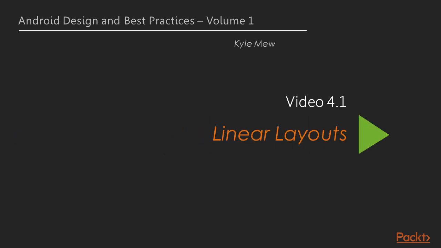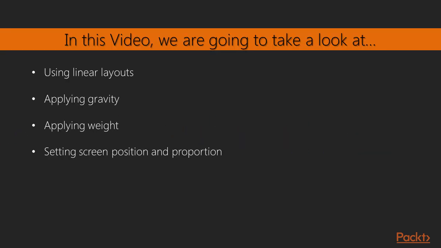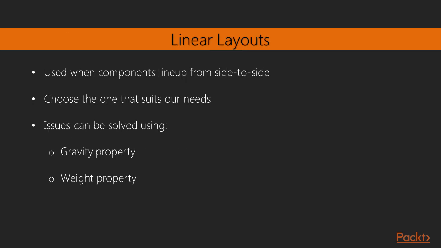Now we move on to the first video of this section that deals with linear layouts. In this video, we'll be learning to use linear layouts. Here, we'll be applying gravity and weight to set the position and proportion of the screen. Choosing between a relative layout and a linear one is normally very simple. If your components line up from side to side on top of each other, then a linear layout is the obvious choice. Whichever form best suits our needs.